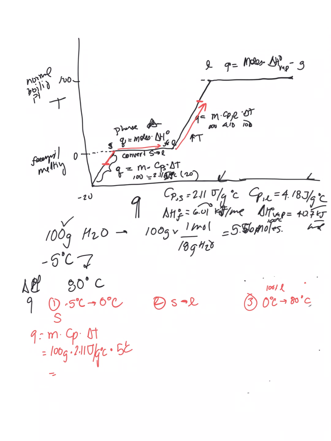Alrighty, so we have 1,055 joules. And again, grams cancel, Celsius cancels, and we are in joules, not kilojoules. Okay, so that's the first step. So that's our Q sub 1, okay?